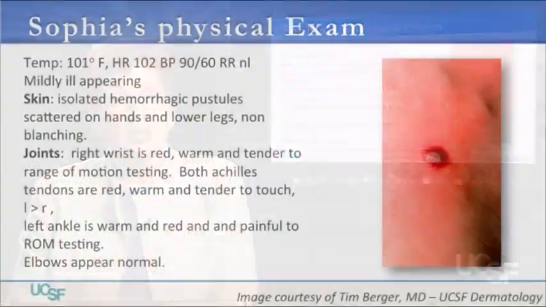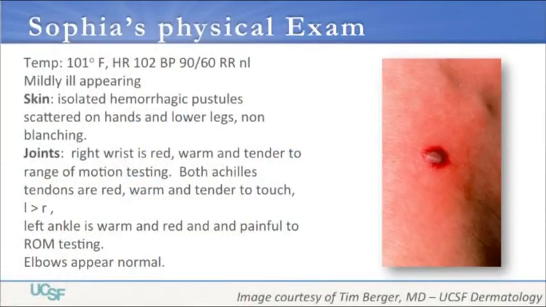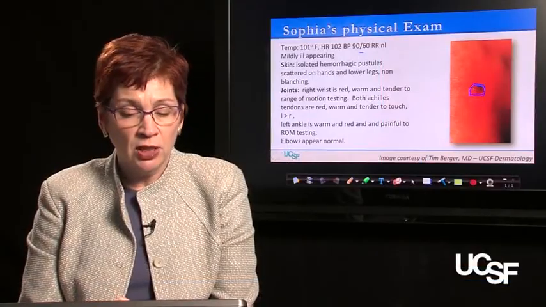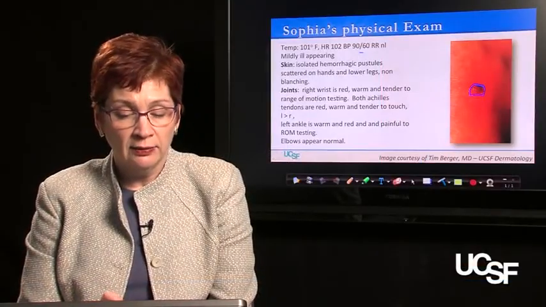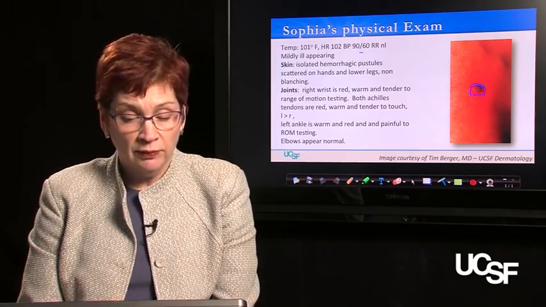Sophia also has a fever. Her temperature is 101 degrees Fahrenheit. Her heart rate is slightly elevated at 102, and she's got a normal blood pressure for age with a normal respiratory rate. She does, however, appear mildly ill, more so than our last patient. And her skin shows these isolated, what we would call hemorrhagic, meaning it's got a bloody appearance, pustules with some inflammation scattered on her hands and lower legs. They don't blanch when you press on them.